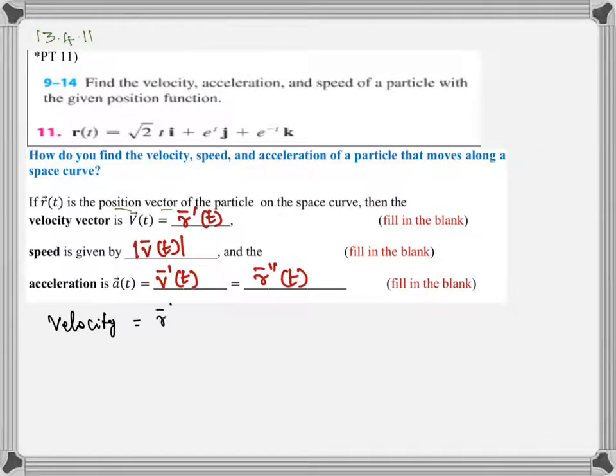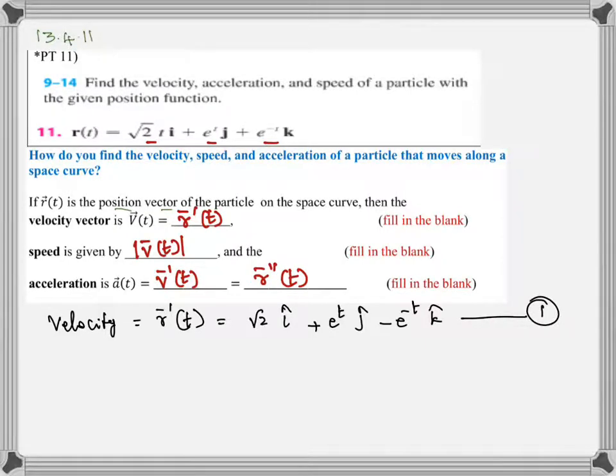So first let's find out the velocity, which is r prime t, which is done by differentiating each component of the position function r of t given in the problem, which is root 2 i plus e to the t j minus e to the negative t k. So that is the velocity.